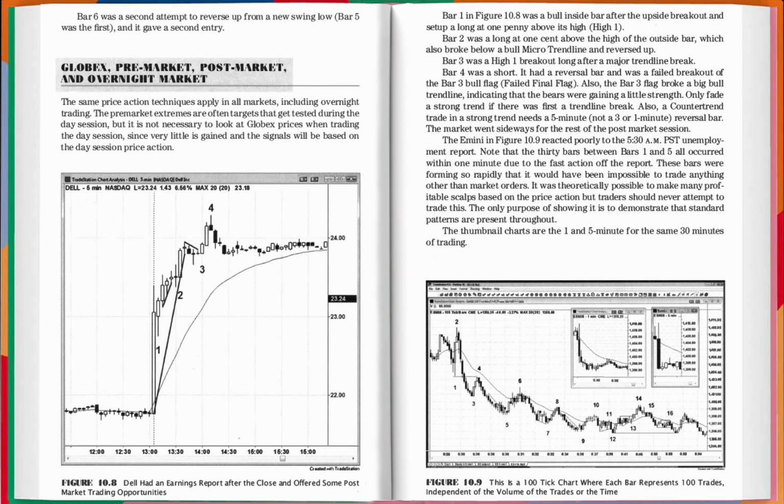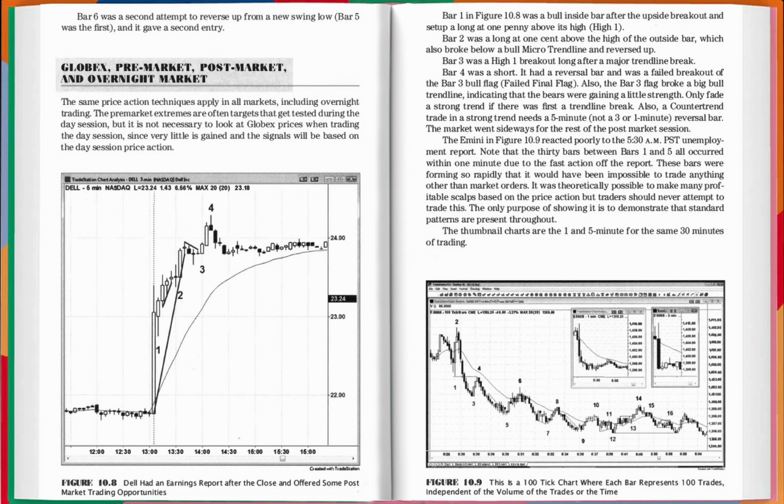Bar 1 in figure 10.8 was a bull inside bar after the upside breakout and set up a long at 1 penny above its high 1. Bar 2 was a long at 1 cent above the high of the outside bar, which also broke below a bull micro trend line and reversed up. Bar 3 was a high 1 breakout long after a major trendline break. Bar 4 was a short.